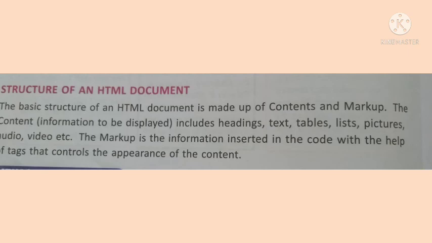The basic structure of an HTML document is made up of content and markup. The content is the information to be displayed, which includes headings, text, tables, lists, pictures, audio, video, etc. The markup is the information inserted in the code with the help of tags that controls the appearance of the content.